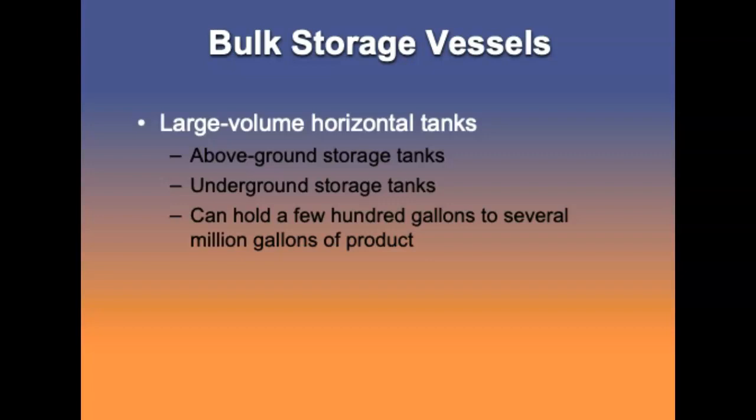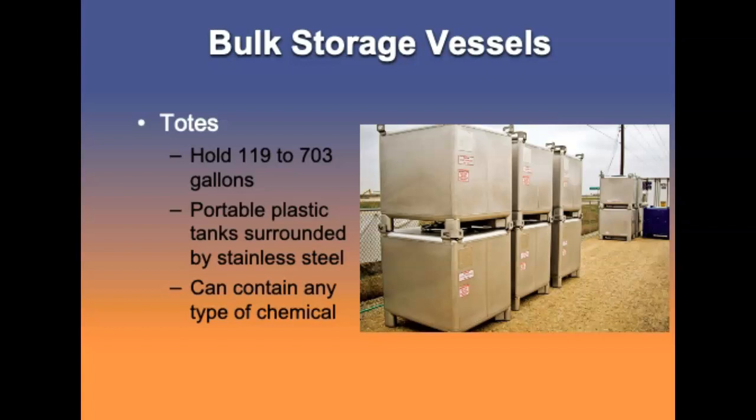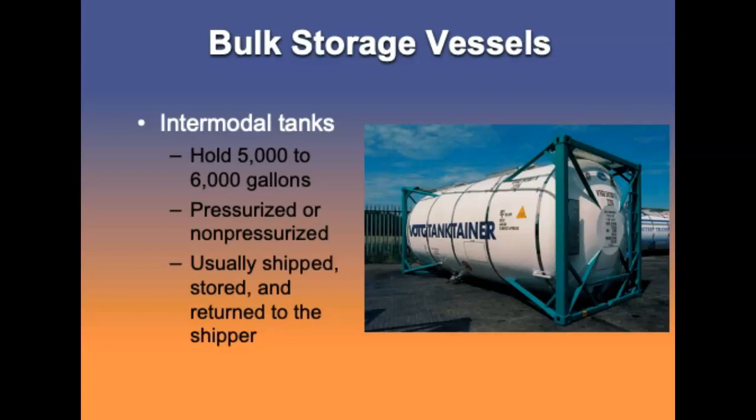When it comes to totes, they're also common. They're referred to as intermediate bulk containers. They can hold between 119 gallons to 703 gallons. They're portable plastic tanks surrounded by a stainless steel web. They can contain any type of chemical, hazardous shipping and storage, and there usually is no secondary containment system, and it's difficult to patch the leaks due to the steel webbing around the tote. Okay, so the next bulk storage vessel we're going to talk about is the intermodal tanks. For both shipping and storage, they hold 5,000 to 6,000 gallons of product, can be pressurized or non-pressurized, and are usually shipped, stored, and returned to the shipper for refilling.